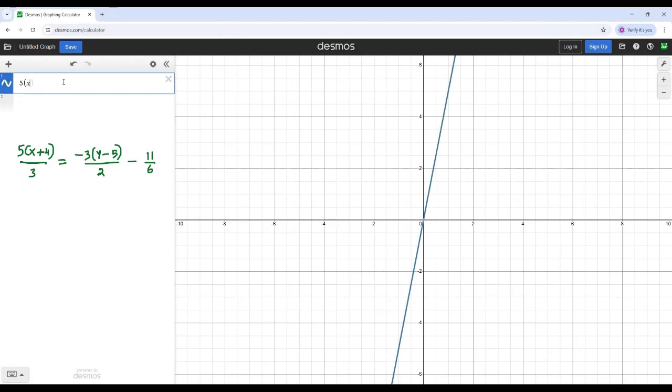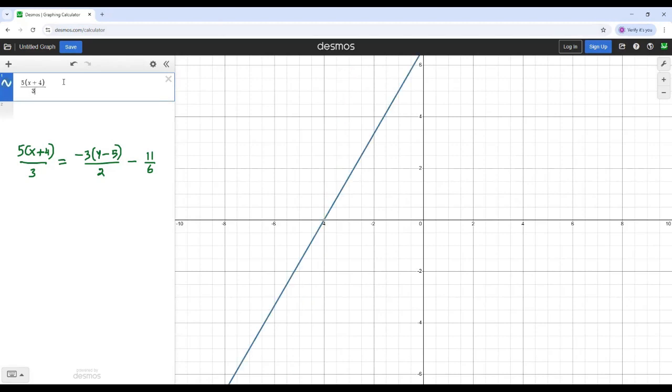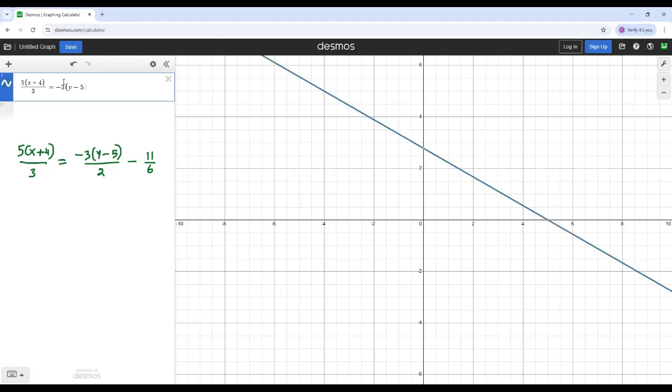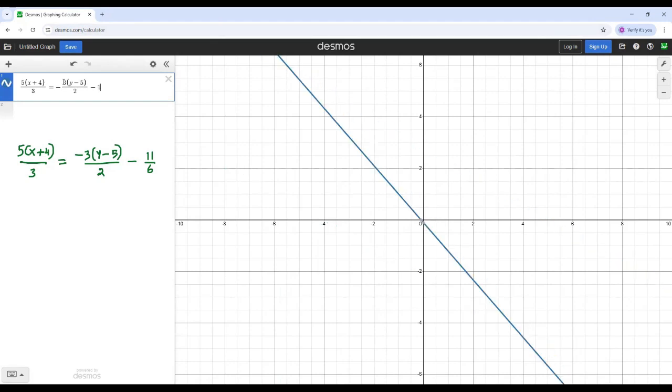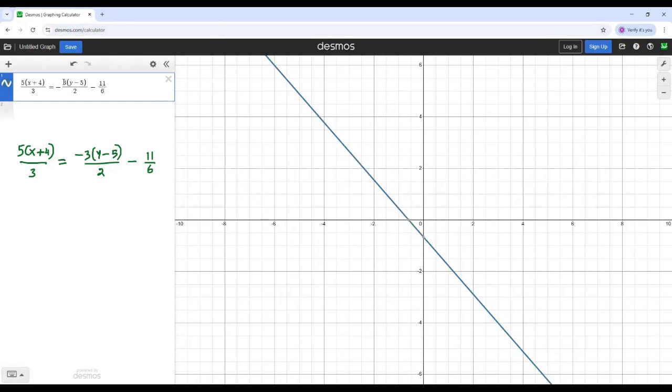That is 5 times (x + 4/3) equals negative 3 times (y - 5/2) - 11/6. Okay, here I got the line for the resulting equation. And now let's identify the x-intercept of this line.